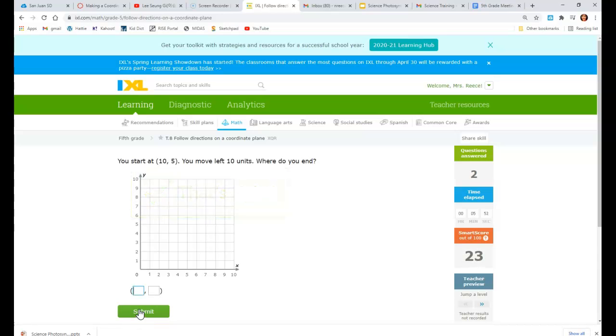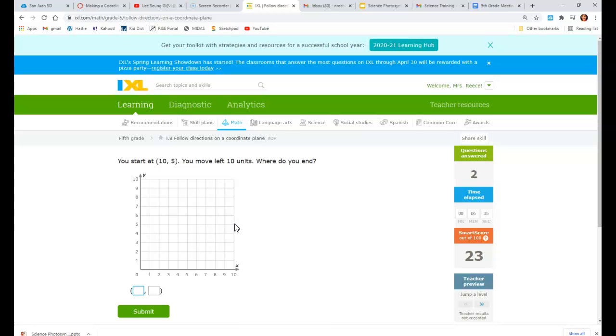Okay, one more. This one says you start at 10, 5. You move left 10 units. Where do you end? So looking at this ordered pair, I can see this is my x-coordinate and this is my y-coordinate. My x-coordinate is 10. So I'm looking down at the x-axis, and I'm going to 10. Okay, this is where I start on the x-axis. And my y-coordinate is 5. So then I go up 5 to right here. And that's where I start.